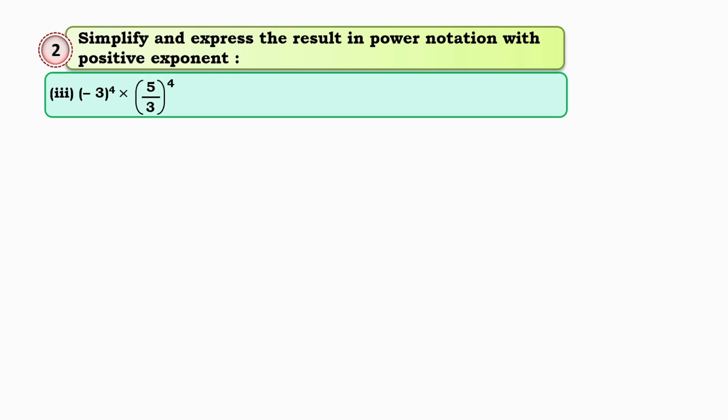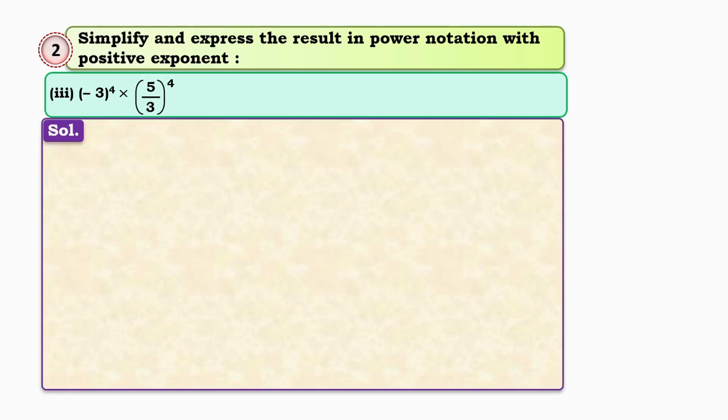Now let us take another problem. Minus 3 to the power 4 into 5 to the power 4. So here the powers are same. So we are going to apply this law. a to the power m into b to the power m equal to (a into b) to the power m. So here the bases are different and powers are same. So whenever we have bases different, powers same, then we will just multiply the bases and the power will remain same.